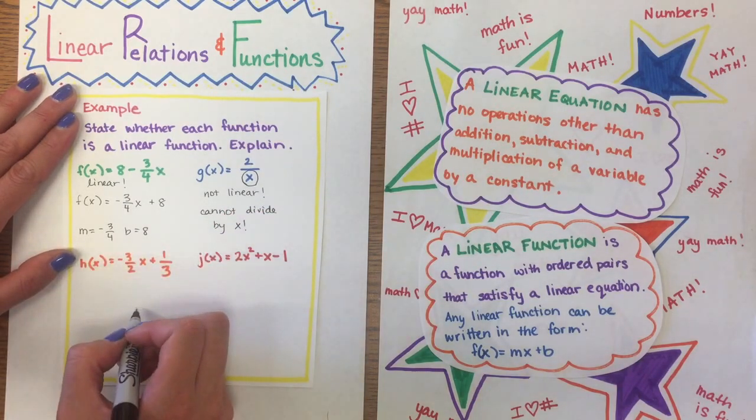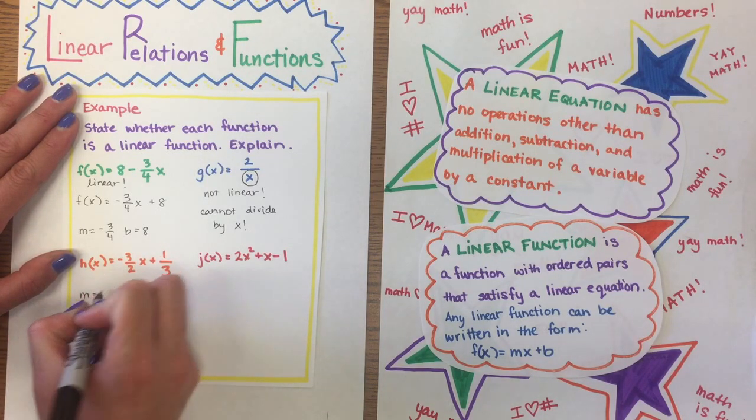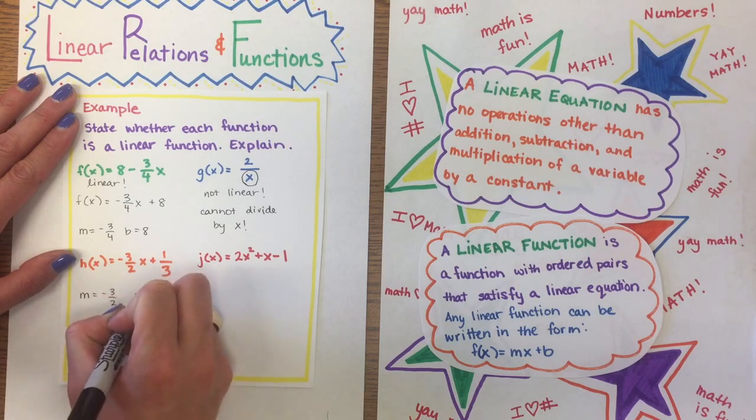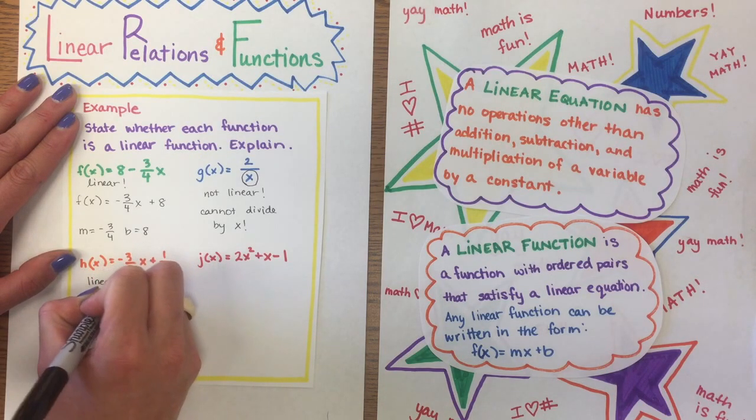If I look at h of x, this is already in the form mx plus b, where m is equal to negative 3/2 and b is equal to 1/3. So this is a linear function.